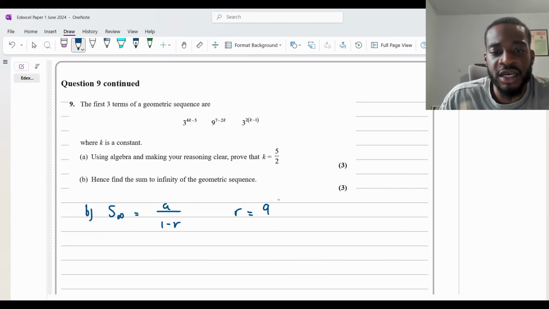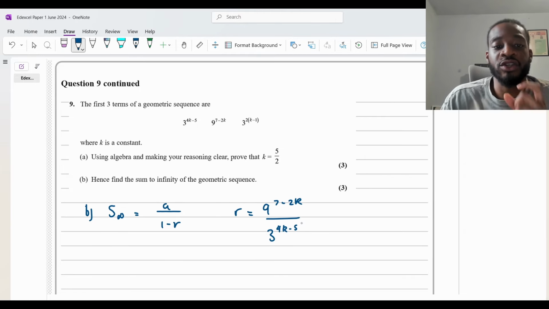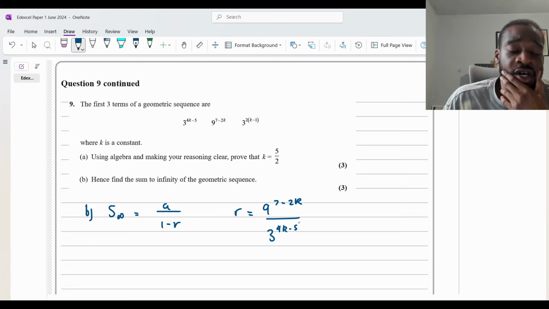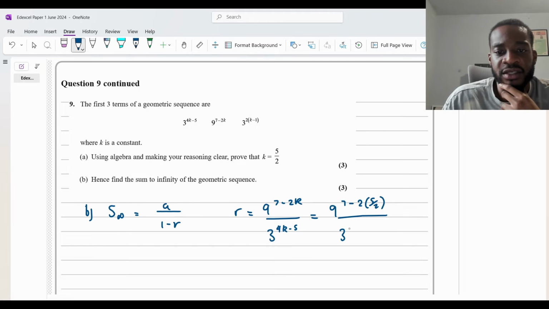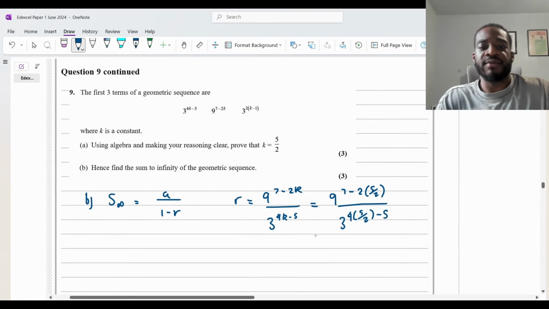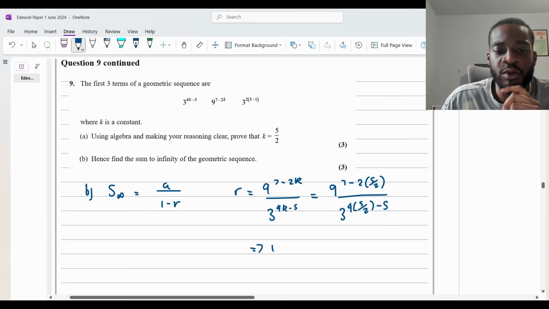I'll just use the second term, 9 to the 7 minus 2k over 3 to the 4k minus 5. Now, since we know that k equals 5 over 2, I can use that to figure out what the common ratio will be. So I'm going to plug that in. So it's going to be 9 to the 7 minus 2 over 5 over 2, divided by 3 to the 4 and then 5 over 2, and then minus 5. So I'll put that into my calculator and that will give me the common ratio, wouldn't it?